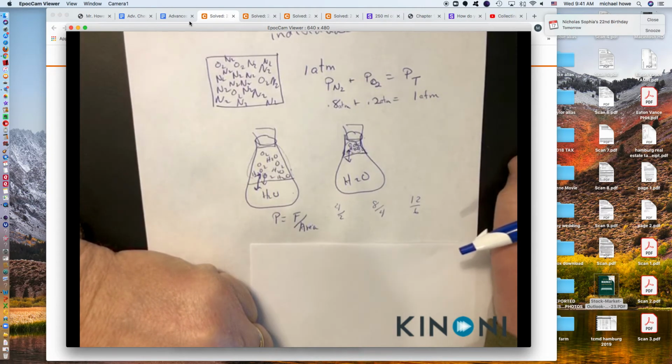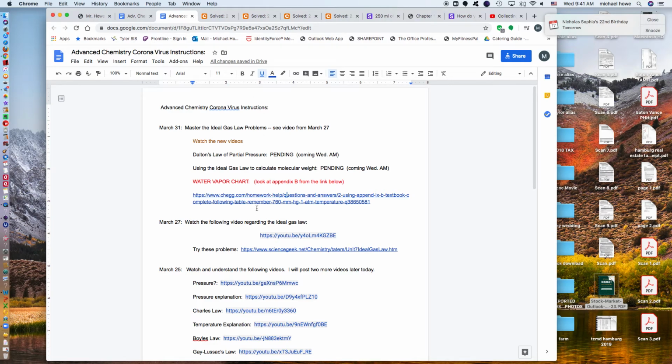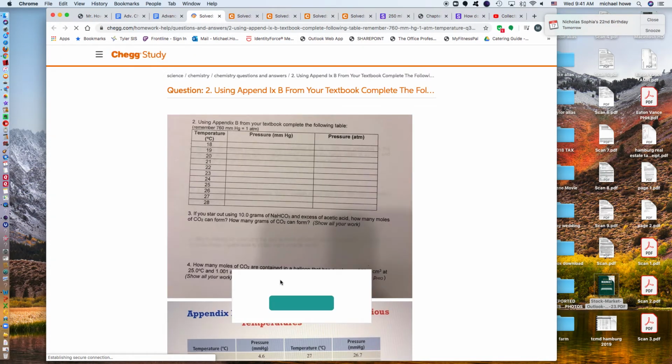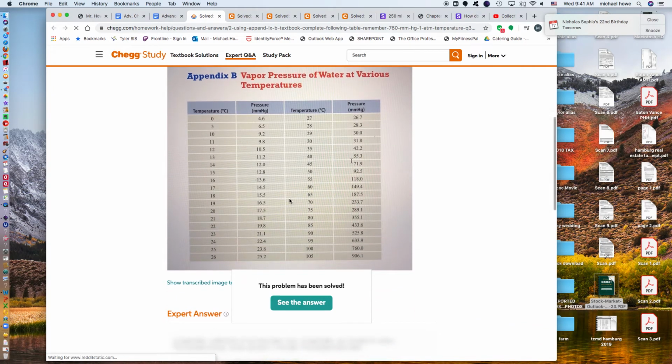All right, so again, what you're going to need to know how to do is find the pressure of the oxygen. To do that, you just subtract the water vapor pressure. And you go to this website, you're familiar with it, it's our homework site, and scroll down to this table, and that tells you what the water vapor pressure is.